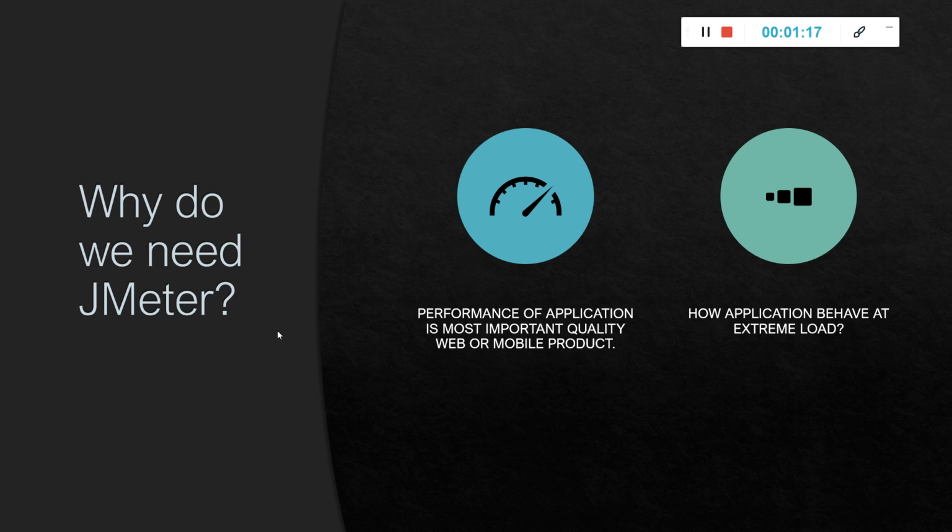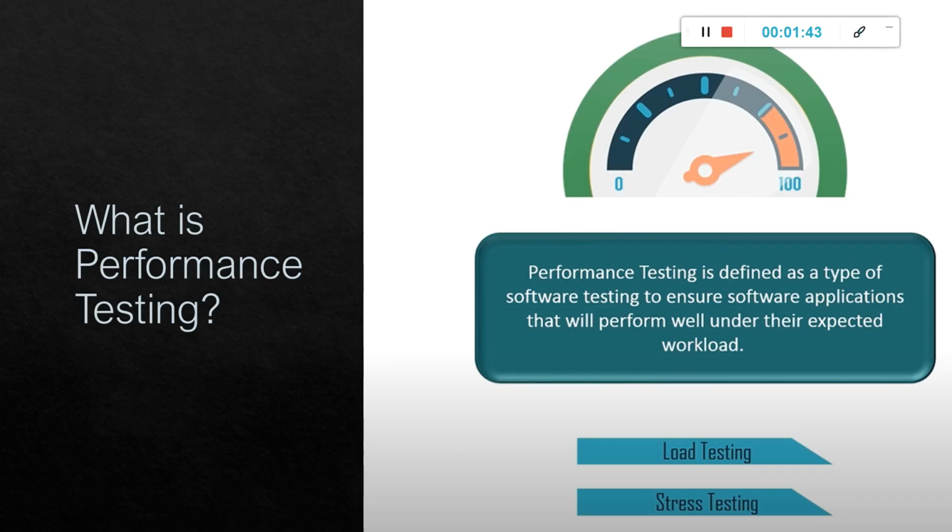So why do we need JMeter? Performance of an application is the major quality attribute that any web or mobile product requires, and we need to know how the application behaves at extreme load, whether it goes down decently, in a reliable way, or in a bad way.